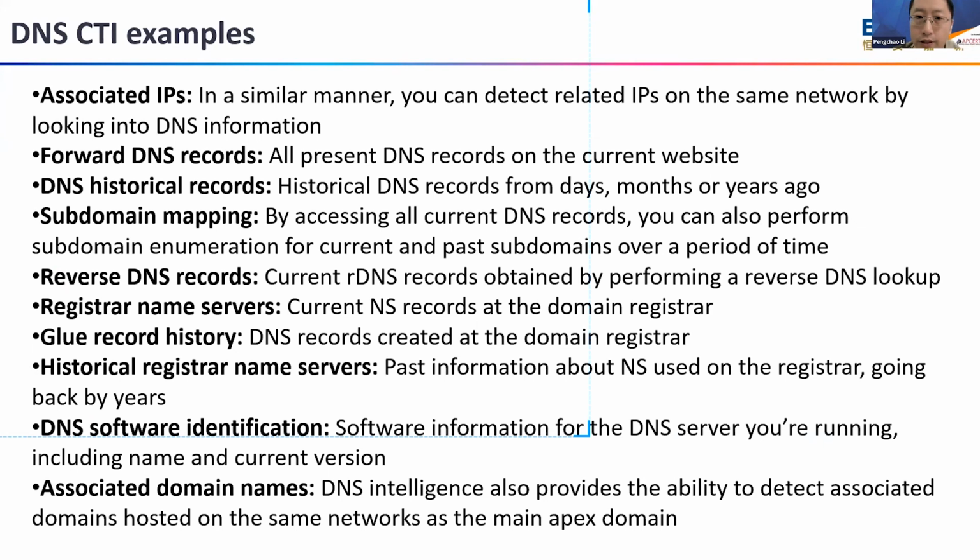We have much information extracted from logging directly, such as associated IPs for DNS records, DNS historical records, reverse DNS records, registered name servers, Whois record history, etc. Some intelligence is extended from DNS itself, like DNS software identification for associated domain names.